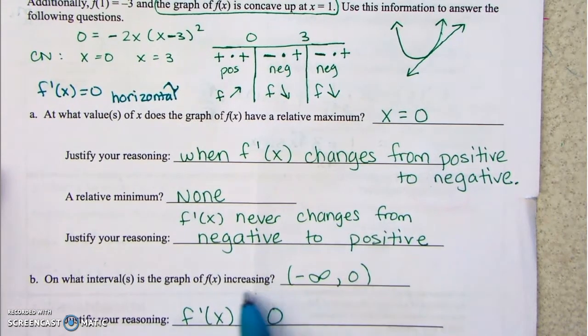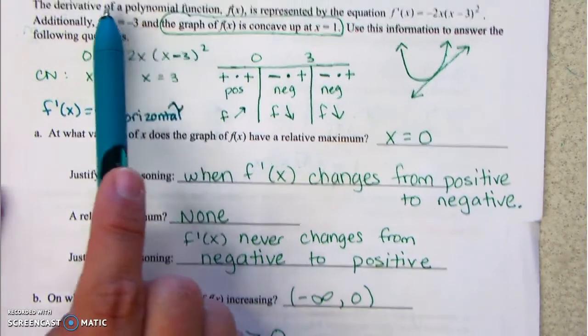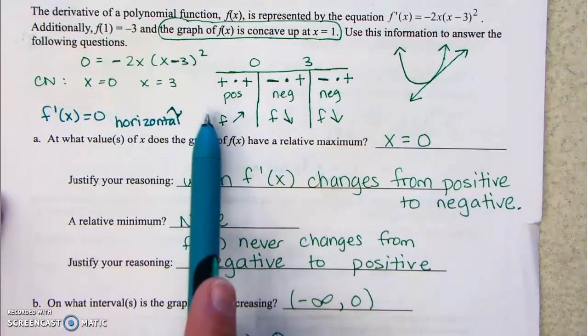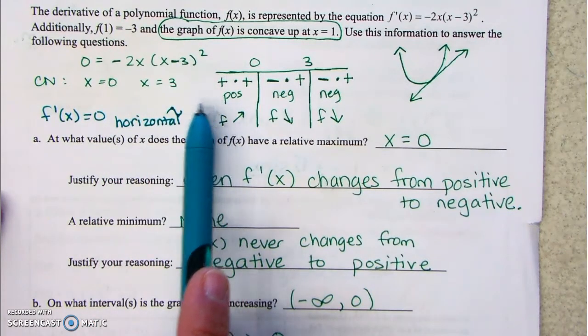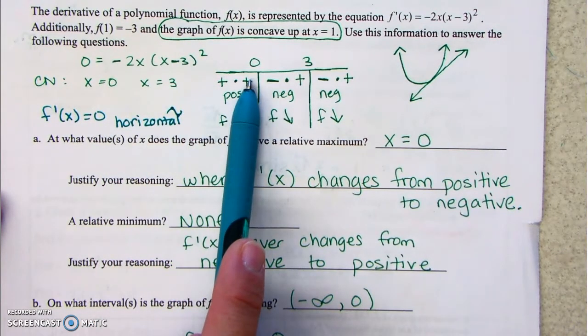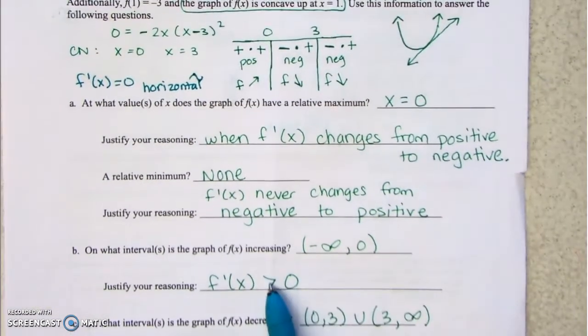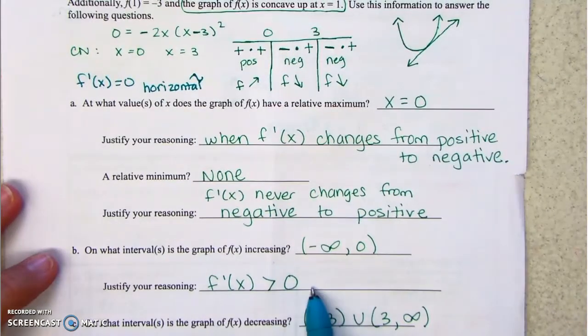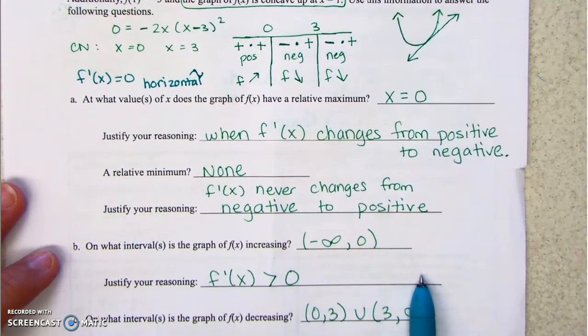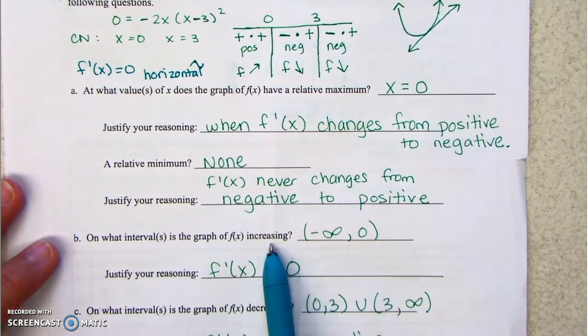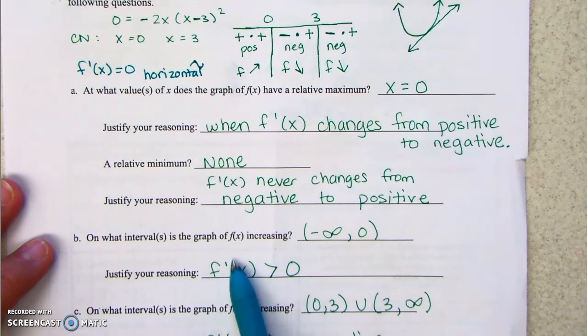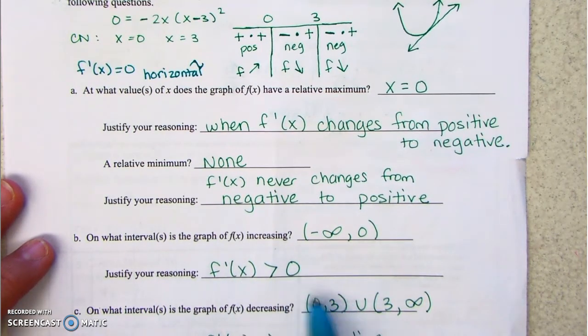On what intervals is f increasing? So we start at negative infinity because this is a polynomial. So the derivative is positive from negative infinity to 0. So that's why f is increasing. And you can say f prime is greater than 0, which means f prime is positive. You cannot say because f is increasing, or because f prime is increasing, that would be really wrong. It has to be positive.